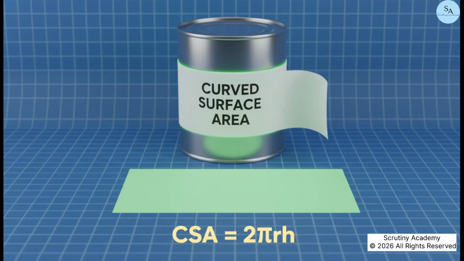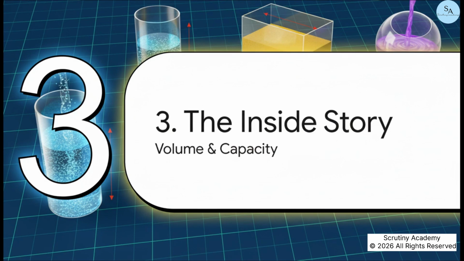And this visual just explains it perfectly. Imagine peeling the label off a can of soup. When you lay that label out flat, what do you have? It's a rectangle. And this is the secret to the formula. The length of that rectangle is just the distance around the circle it was wrapped around, which is 2πr. And the width? Well, that's just the height of the can, h. So the area of that label, the curved surface area, is simply length times width, or 2πrh. Pretty cool, huh? All right, we've covered the outside.